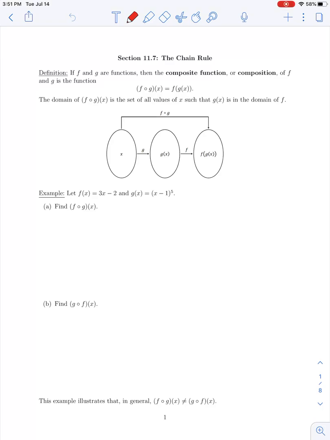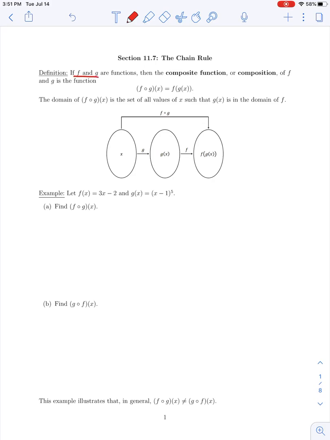Okay, in today's lecture, we're going to cover the section 11.7 material on the chain rule. The chain rule is going to give us a technique for differentiating composite functions, which show up a lot in our applications later in the course. And in order to define the chain rule, we first need to review what composite functions are.